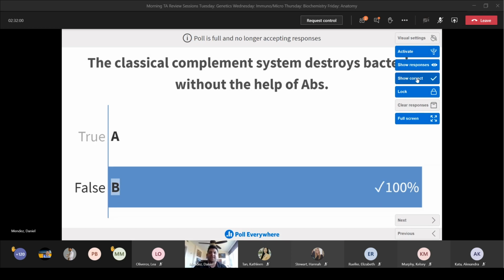So yes, the classical system does need antibodies and the alternative does not.